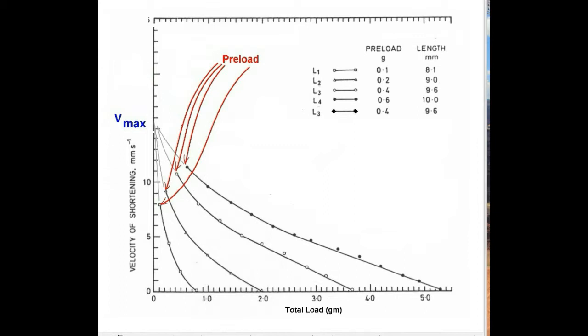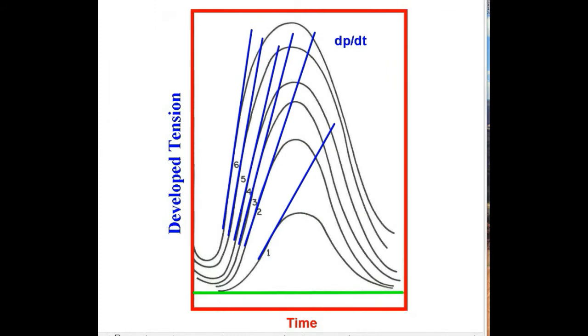Where the curves intersect the y-axis is the Vmax. Preload by itself has an effect on the velocity of shortening, as is shown here. In this situation, a papillary muscle is contracted at increasing preloads, and you can see that the velocity of shortening is increased.